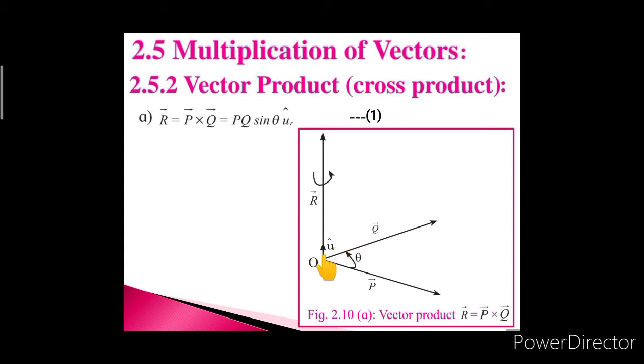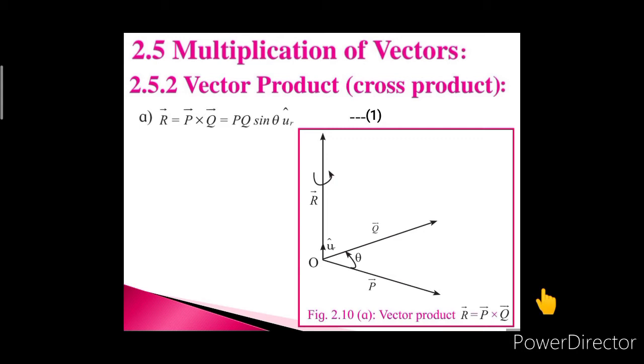as a result of which the cap of a bottle is moving in the upward direction and it opens. That means the direction of the result is given in the upward direction, as you can see in this figure, and UR cap gives the direction of the vector R. This is perpendicular to the plane containing vector P and vector Q. So, always the direction of the result of the multiplication of two vectors is perpendicular to the plane containing the two vectors, which is given by the right hand screw rule.